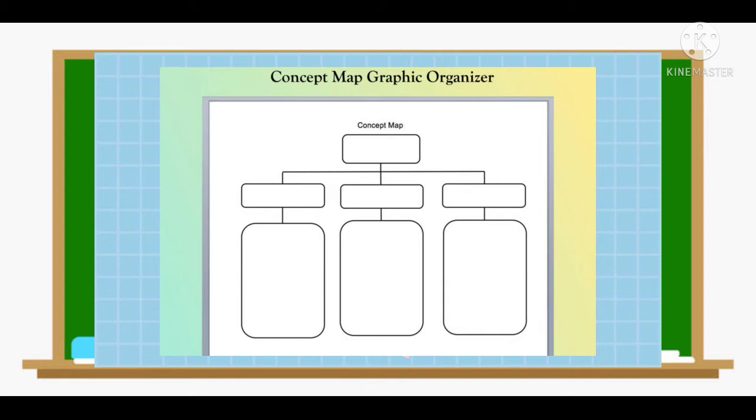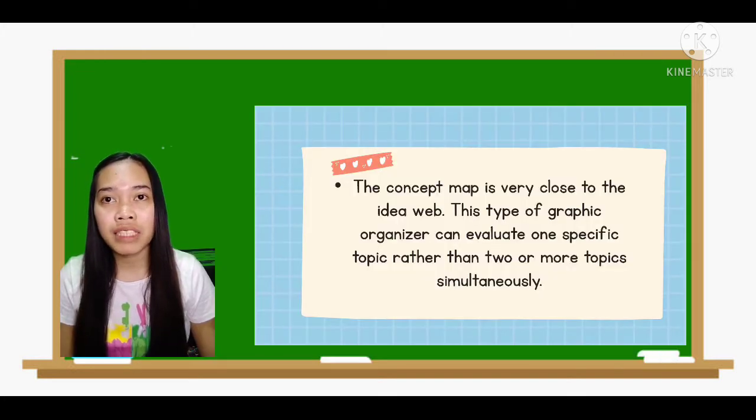A concept map is a type of graphic organizer that helps users organize and represent knowledge of a subject. Concept maps begin with the main idea or concept and then branch out to show how that main idea can be broken down into specific topics. The concept map is very close to the idea web. This type of graphic organizer can evaluate one specific topic rather than two or more topics simultaneously.